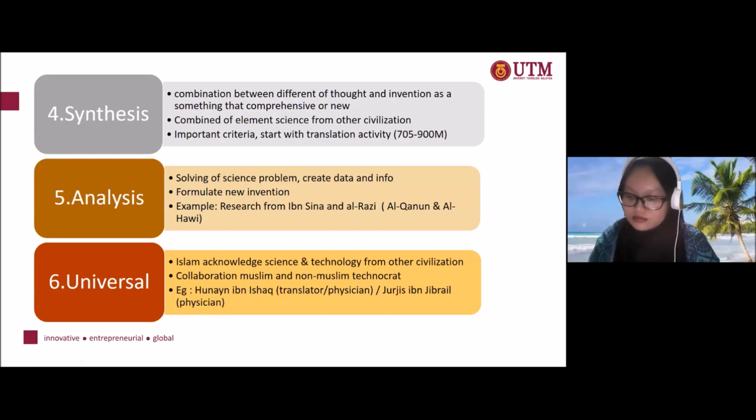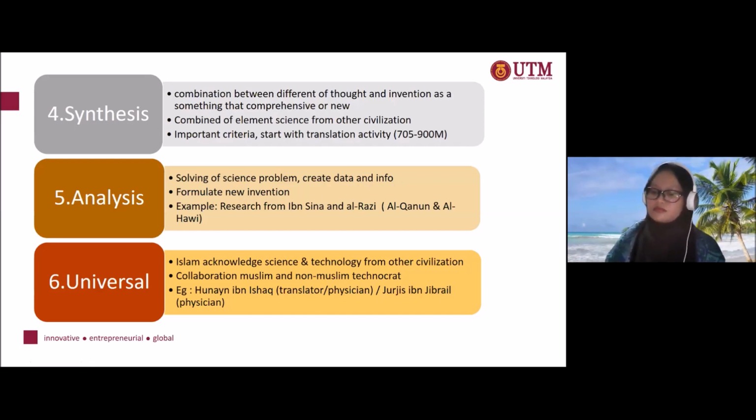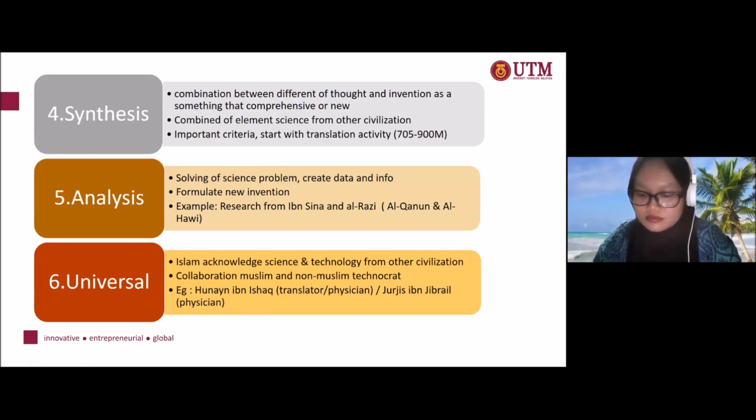So the next characteristic is analysis, which is used in solving science problems, where it will create data and information, where this data and information will lead to new inventions. For example, there is research from Ibn Sina and Al-Razi, who had the quality of analysis and encyclopedias, which are Al-Qanun fi al-Tibb and Al-Hawi.